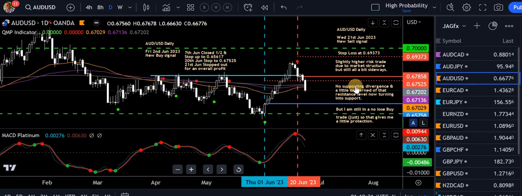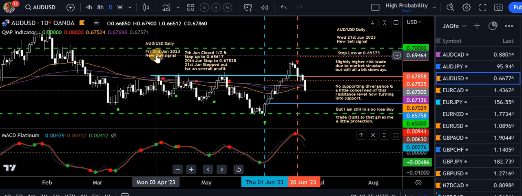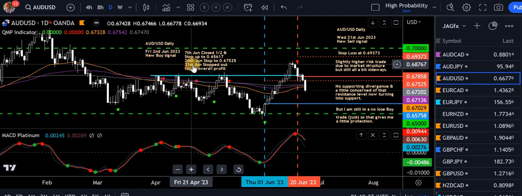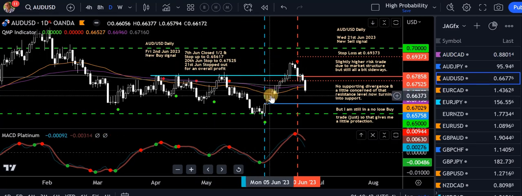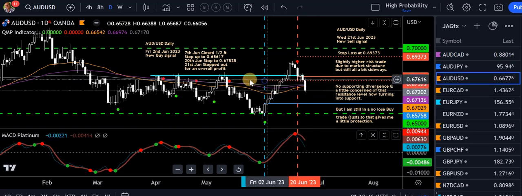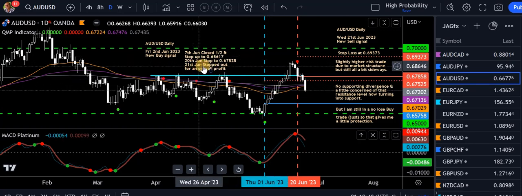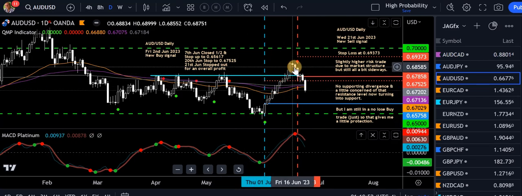Righto, it's highlighted in yellow. What's happened here? Now the buy from the 2nd of June. New buy signal. 7th of June closed half, so that might be in here somewhere. Yeah, so closed half in here. And I've slowly dragged my stop up. And on the 21st, stopped out for an overall profit. So came down here, stopped, same day I took the sell signal.